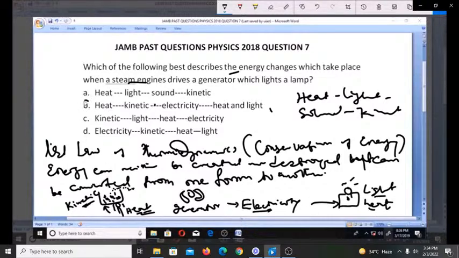So you see that option B is the right answer, because there is heat, as we have here, you heat the container in order to convert the water to steam. That's what a steam engine does. Then the water gets kinetic energy when it's going from water to steam because of the increase in temperature. So there is kinetic energy. Then the force of this steam turning the shaft of the generator generates electricity, and this electricity is used to heat and light up your lamp. So option B is the right answer.